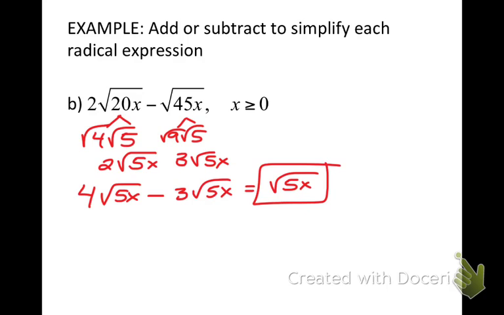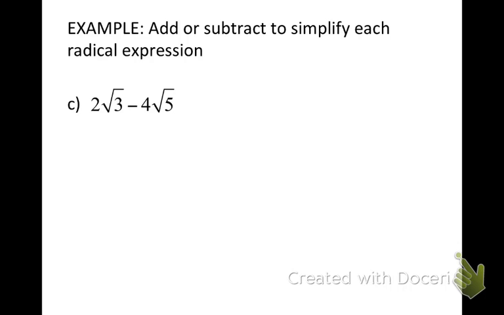Okay. All right, looking at C, we've got 2 square roots of 3 minus 4 square roots of 5. My indexes are the same. Currently, my radicands are not the same. Can I simplify the square root of 3? It's already simplified. The square root of 5 is already simplified. So can I do anything with this? Nope. So I would just say something like can't simplify further.